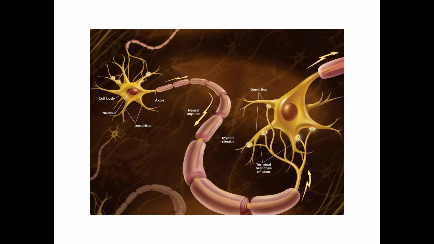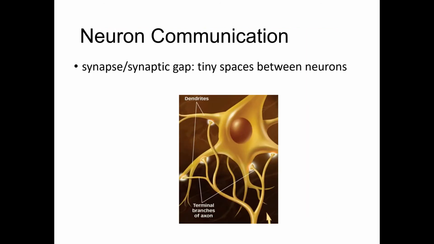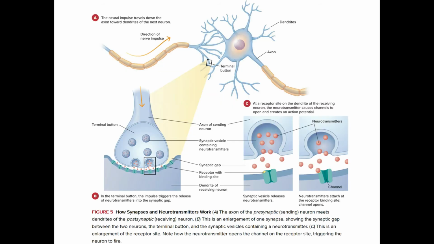So as the action potential carries the electrical impulse down the axon to relay the message to other neurons, notice that there are tiny gaps between the neurons. And this gap is called the synapse or synaptic gap. So how do neurons communicate if there is a gap in between? So this is what happens.